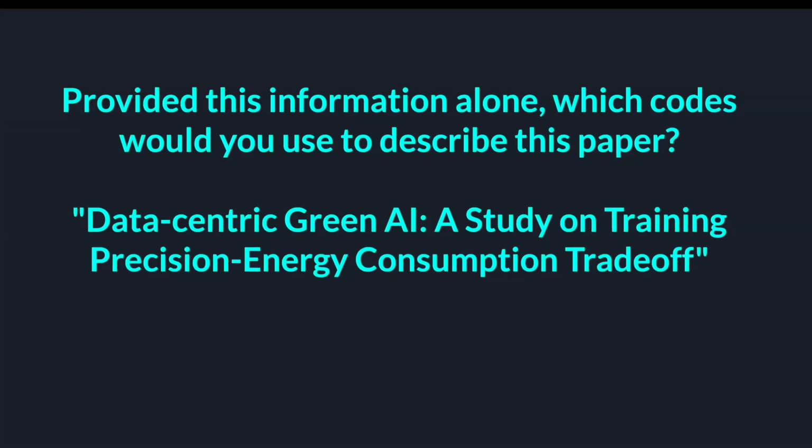This is quite easy actually, because what we're doing in this process, so usually you don't extract data from the title alone. We see this just now, but basically the semantic parts here are for sure data-centric. Green AI, it was a paper on green AI, so I don't have to note that down. A study on, okay, sure. Training precision. Training is another keyword. Then I guess precision energy consumption trade-off is another keyword.